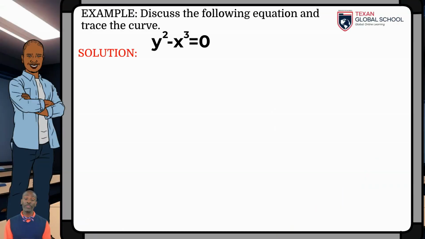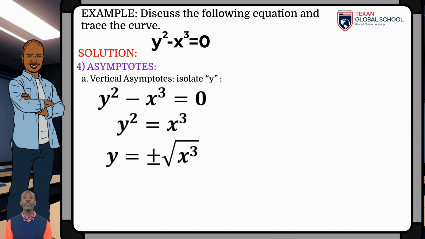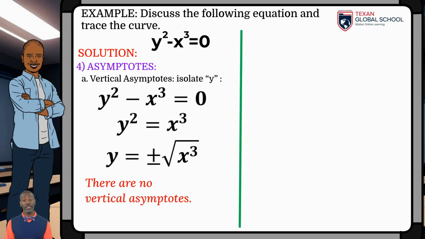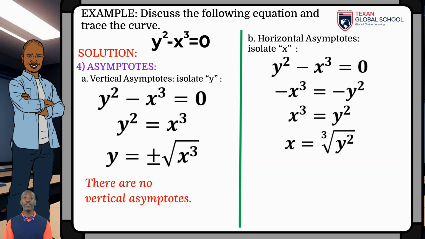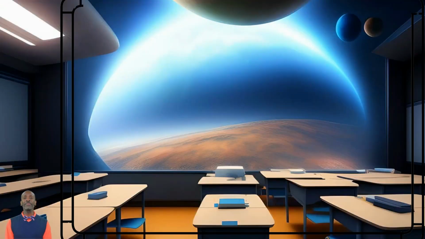Now, to determine if there are vertical asymptotes, isolate y. Hence, there are no vertical asymptotes since there is no variable in a denominator that makes it 0. To determine if there are horizontal asymptotes, isolate x. We see that there are no horizontal asymptotes since there is no variable in a denominator.